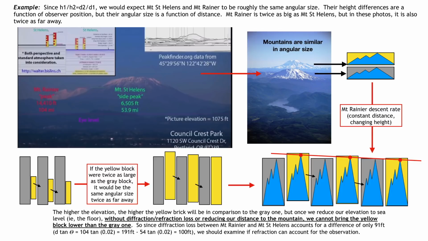So diffraction loss between Mount Rainier and Mount St. Helens accounts for a difference of only 91 feet, such that d10 theta equals 104 miles times the tangent of 0.02, equal to 191 feet for Mount Rainier, minus the Mount St. Helens loss, which would be 54 miles times the tangent of 1 arc minute, or 100 feet. So that gives us 191 feet minus 100 feet, that's 91 feet. Because that difference is very low, Mount Rainier could possibly be 91 feet lower than Mount St. Helens, but 91 feet is negligible. So we should examine if refraction can account for this observation.